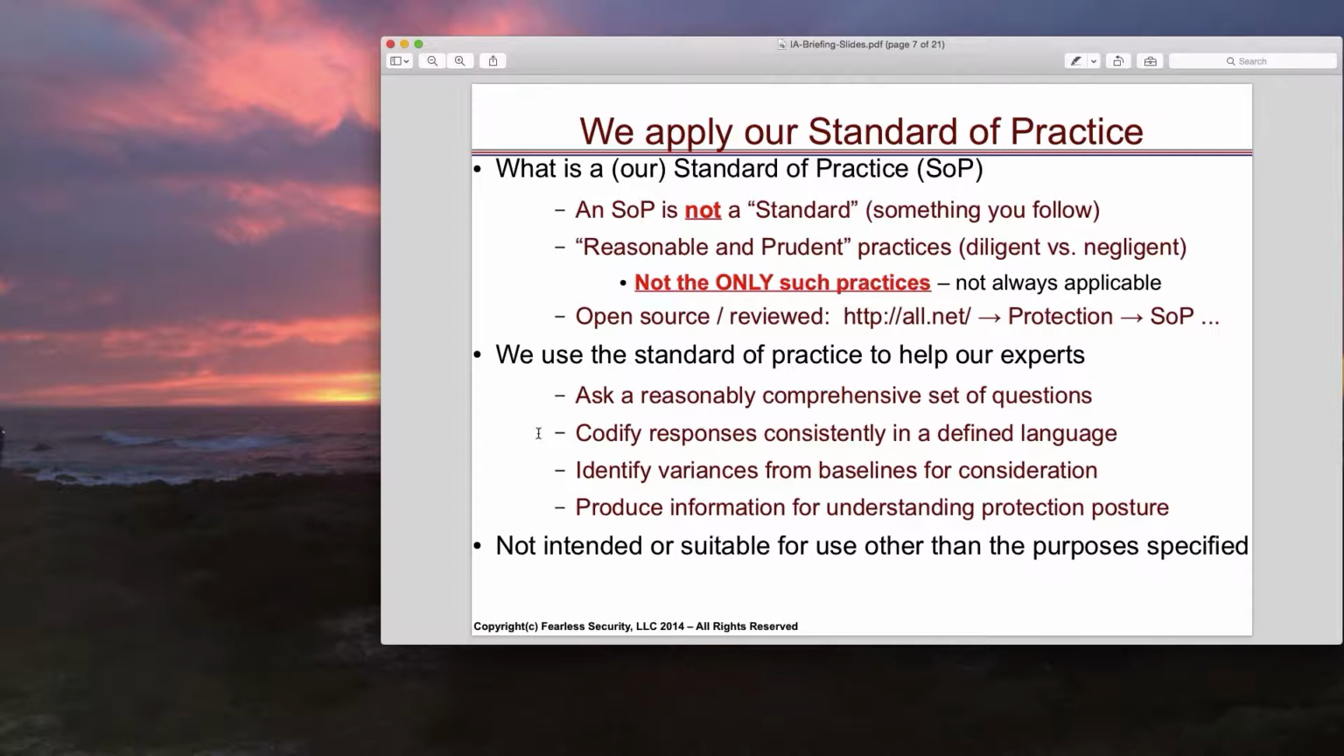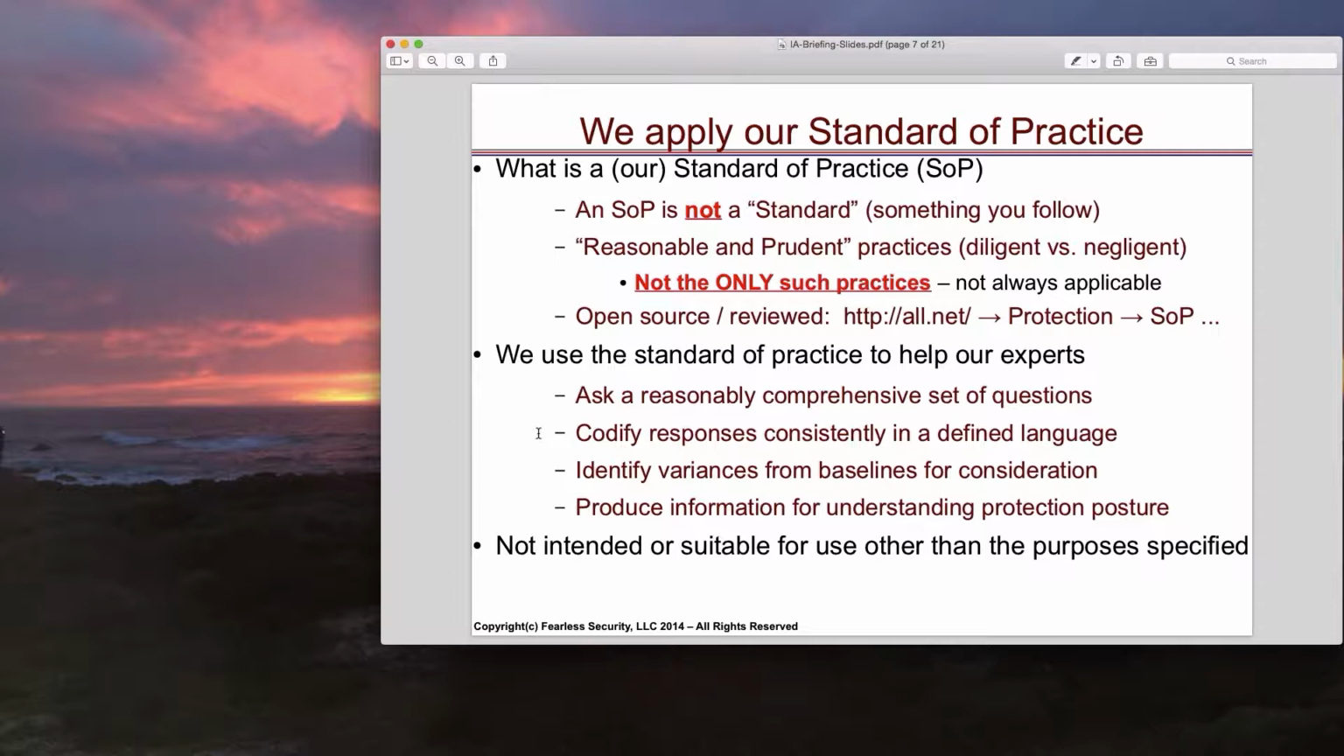We use experts to do this. The experts, no matter how much they know, are not perfect. They don't know everything and they can't remember everything. And that's true in almost any field. So they use the tool to ask a reasonably comprehensive set of questions, codify the results using a consistent language, identify variances from baselines for consideration, and produce information relative to your protection posture.